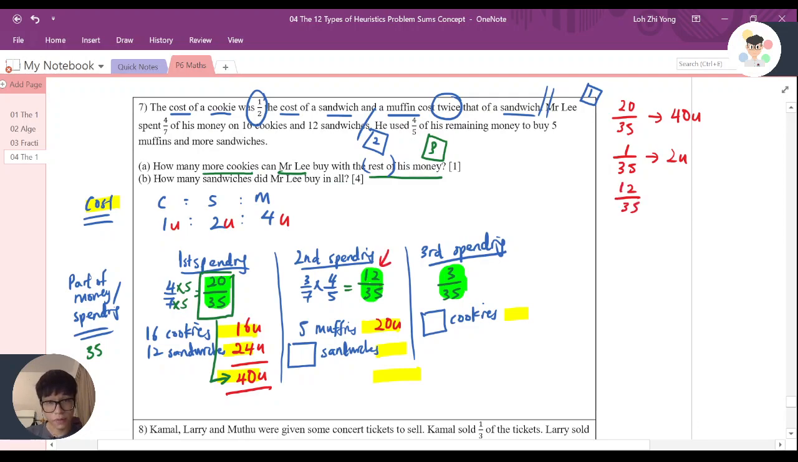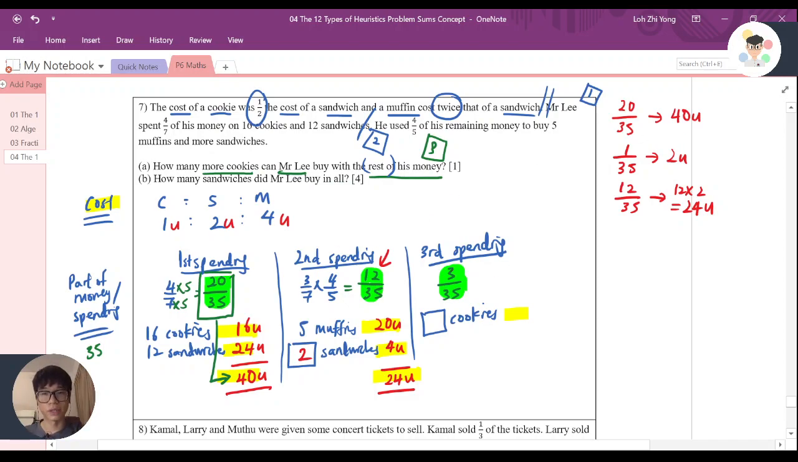Now I know here is 12 over 35, right? Then I will know my second spending is how much. 12 over 35 will be 12 times 2, so I know here is 24 unit. Now, once I know here is 24 unit, for sure I know that the sandwiches here will be 4 unit, right? Now, sandwich is 2 unit each. If I have 4 unit, I know that I actually have 2 sandwiches. Okay, let's continue.